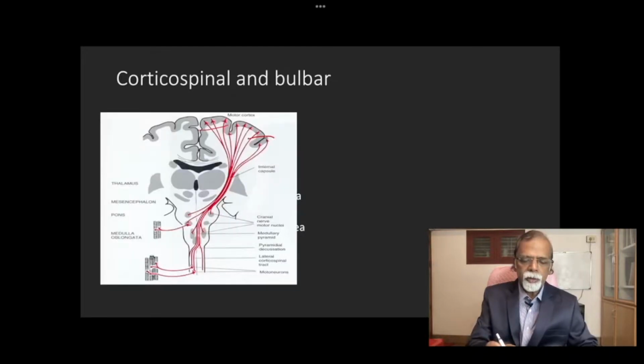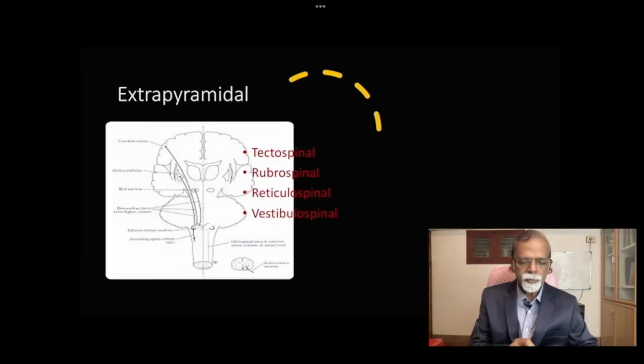And here you can see the corticospinal tract arising from the brain. The somatotopic representation has been discussed. It is descending down, passing through the internal capsule, and at the level of the medulla they cross over to the opposite side and supply the anterior horn cell. So from cortex to the spinal cord is the corticospinal tract. Some of these fibers are relaying on the motor neurons of the cranial nerves. They are the corticobulbar tracts.